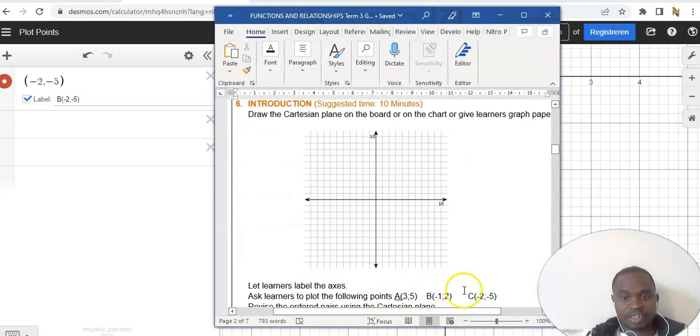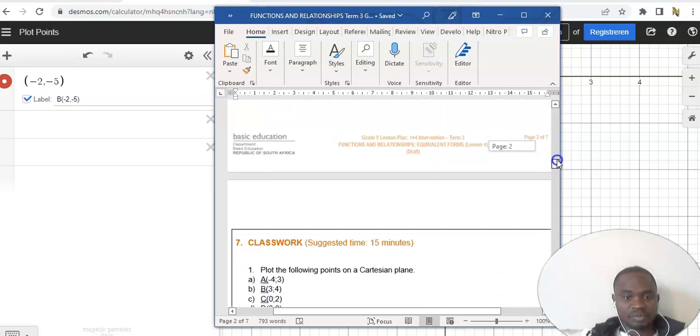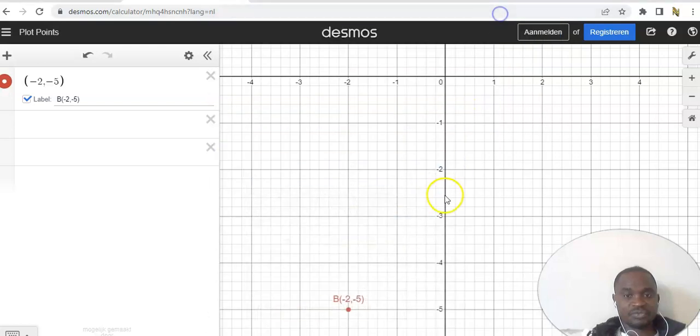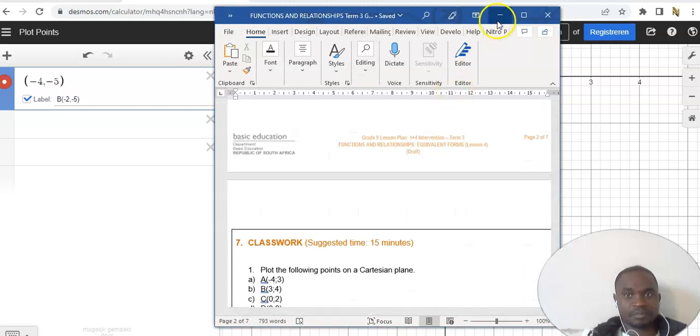Okay, let's move on to this. Let's try and plot this one also. This is supposed to be your classwork, but let me plot 2 for you, then you do the rest. Okay, so we are going to plot (-4, 3). Let's plot (-4, 3). Let me put negative here. 4 is what? -4, 3.